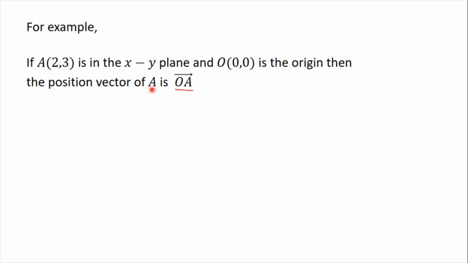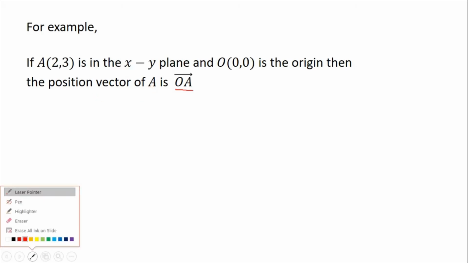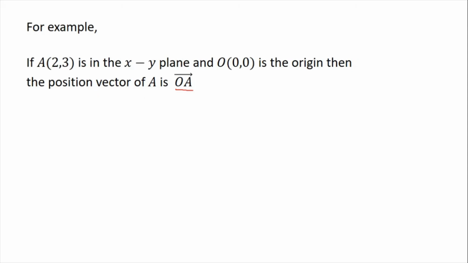So when you see OA, it means the position vector of A. When you see OE, it means the position vector of E. When you see OF, it means the position vector of F. When you see something like this, OG, it means the position vector of G. I hope that is clear.